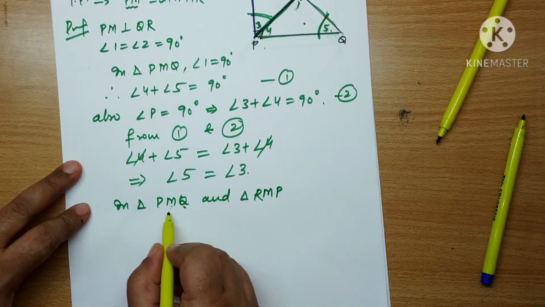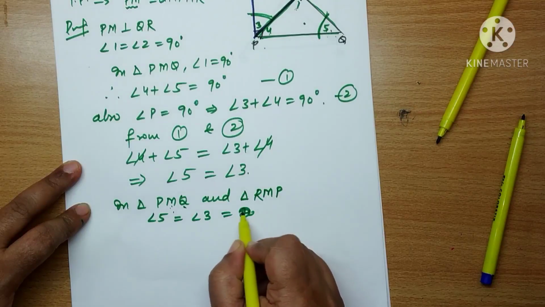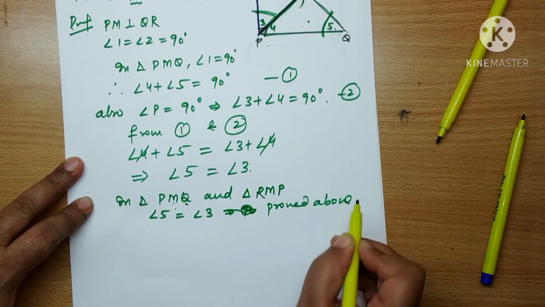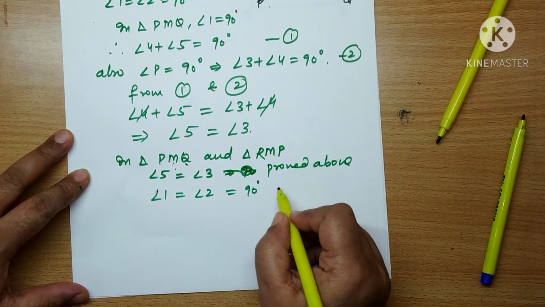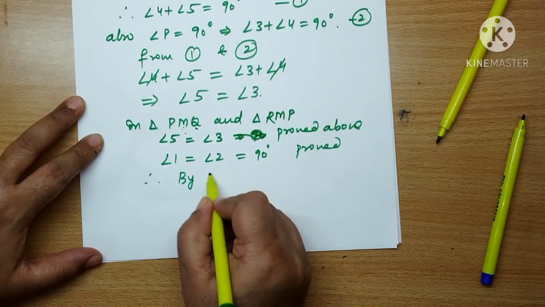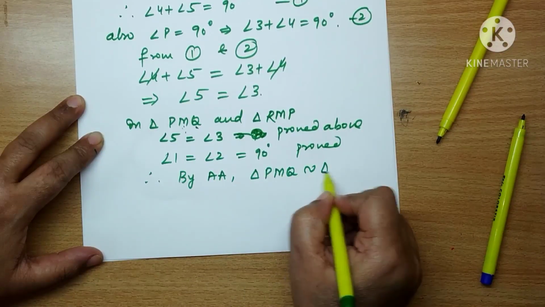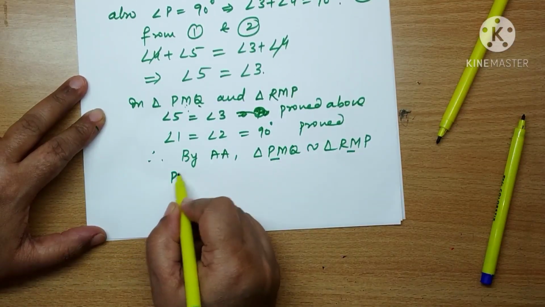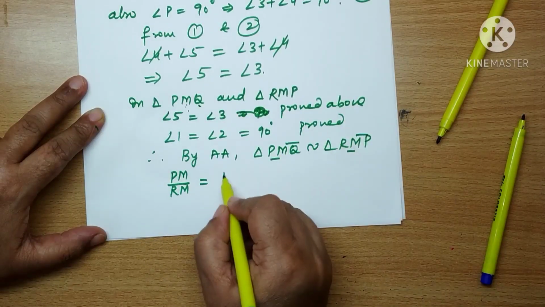Now in the triangles, angle 5 is equal to angle 3. Why equal? Because we proved it above. And angle 1 is equal to angle 2, equal to 90. Again proved. Therefore, by AA criteria, triangle PMQ is similar to triangle RMP. Now this gives me PM by RM is equal to MQ by MP.